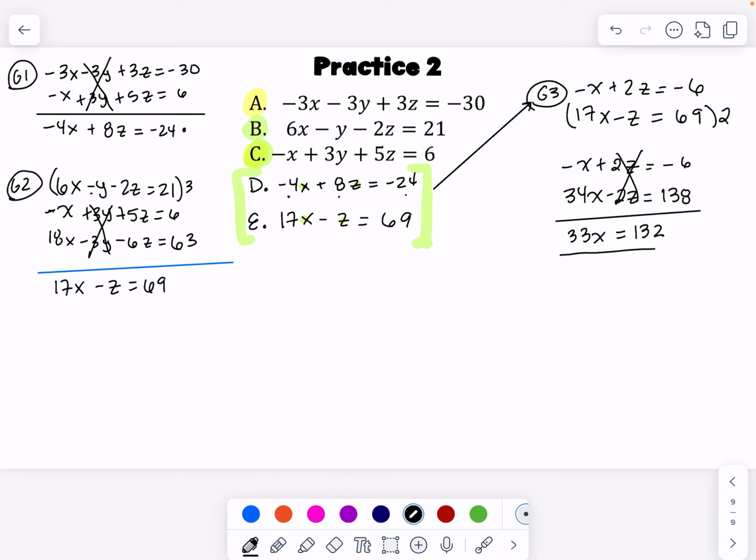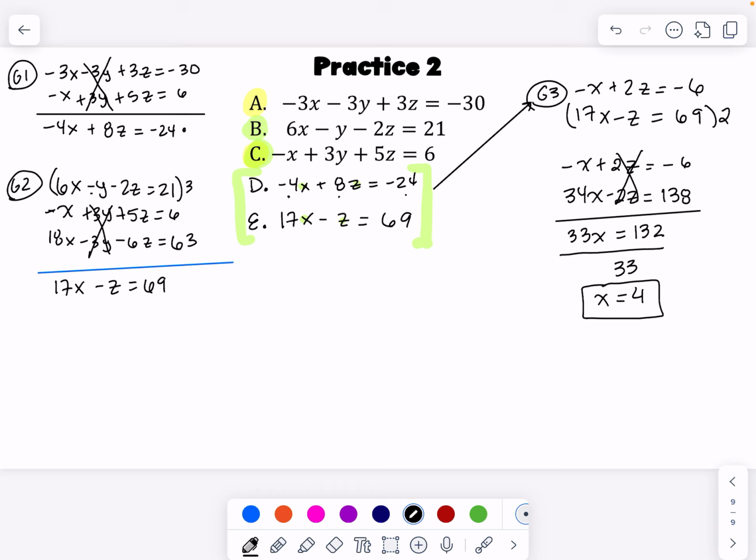I can divide those, and I'm going to use my handy dandy calculator on that one because I got some big numbers here. 132 divided by 33 is actually just 4. So I have fully solved for one of my variables. I'm off to a great start. But all of goal 3 is to solve the system completely, so it's to get both x and z.